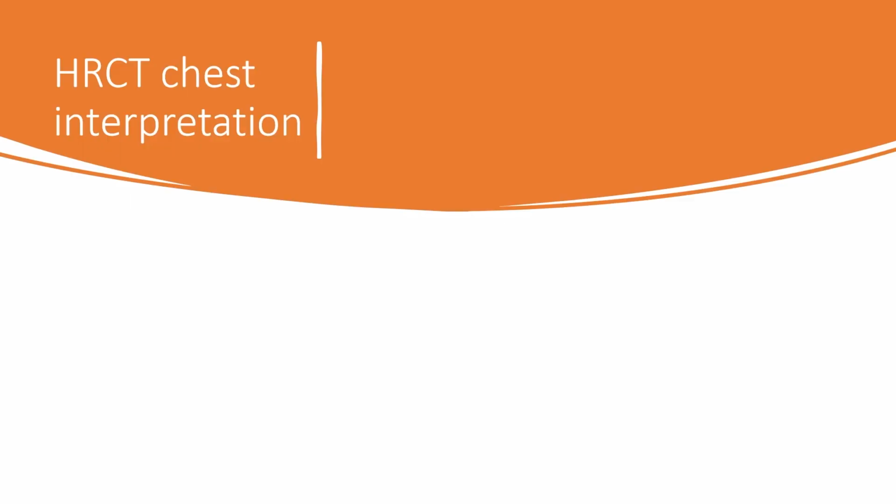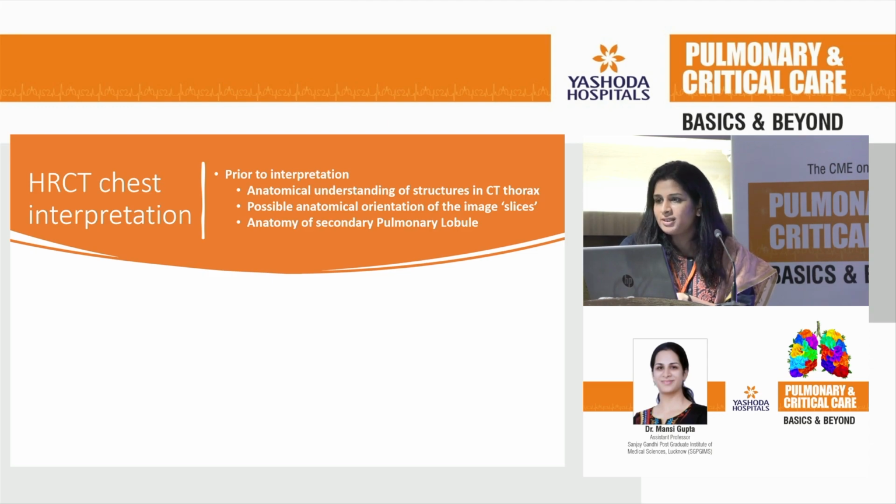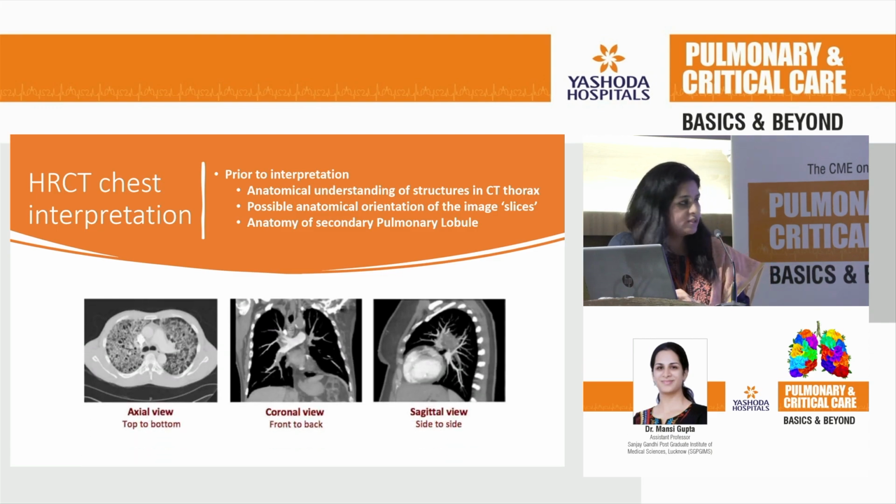So before we interpret, we should know what is important in the anatomical understanding of the structures on CT thorax. It is again a complete lecture, at what level what structures are found. So I'm not going into details of that, you have to read about it. Possible anatomical orientation. So this is the axial view that Dr. Arjun was also talking about. Axial view, you have a coronal view, which is front to back, and you have a sagittal view, which is side to side. So these three views you should be aware of.